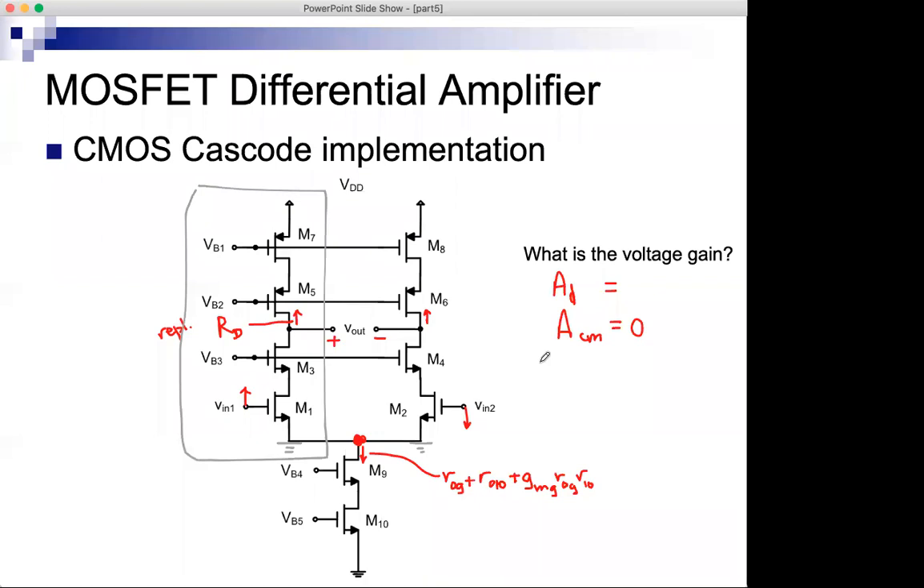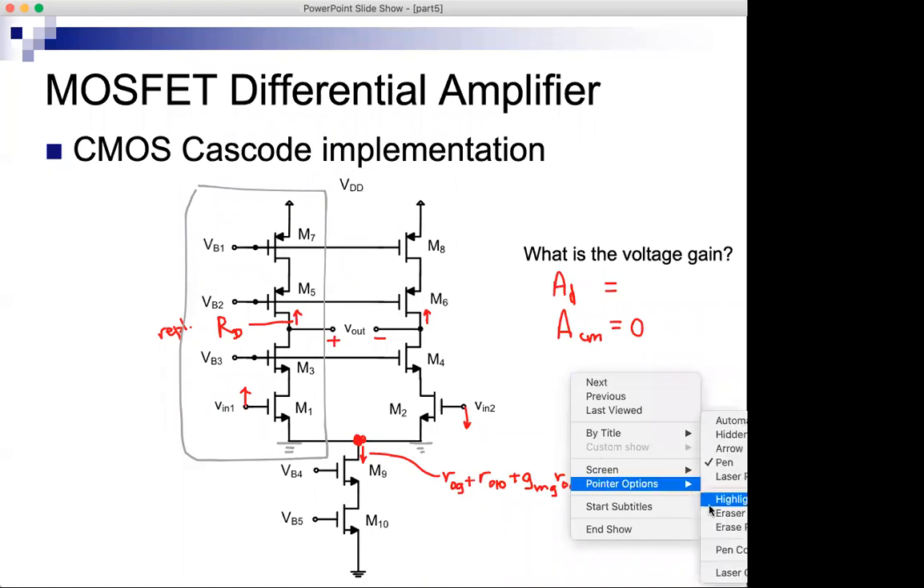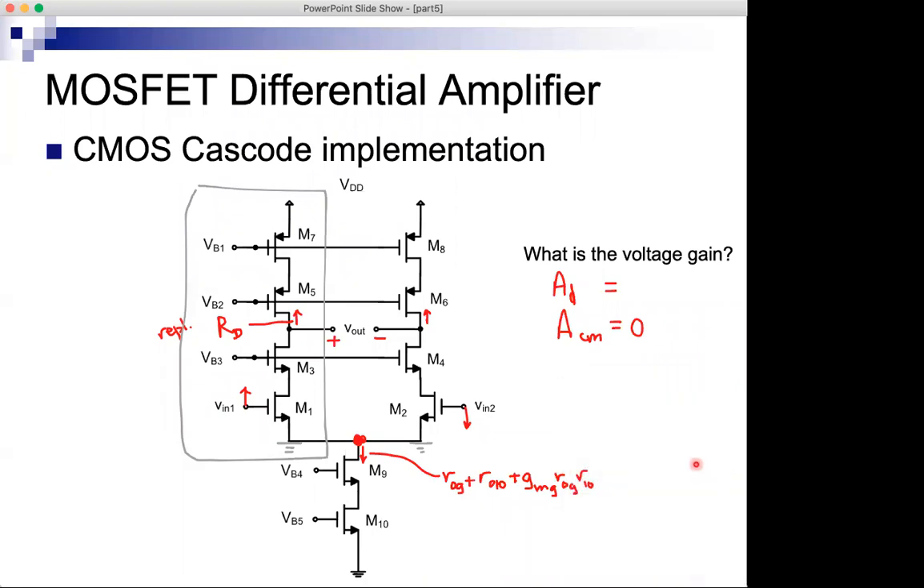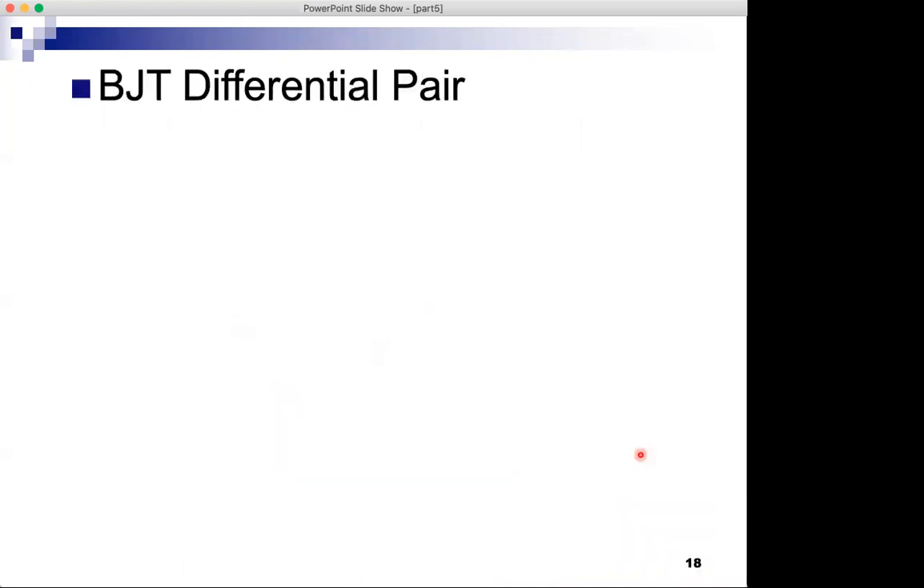So even this circuit, which at first appears to be complicated, very hard to analyze, we can analyze it by simplifying it to things that we already know. So there's nothing really hard here. Let's move on to the BJT differential amplifier.